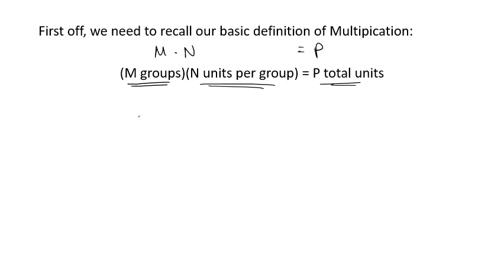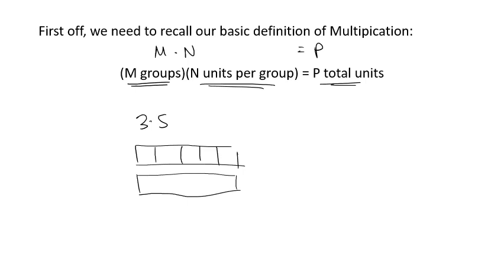So for example, we could do 3 times 5, and so we've got three groups of 5. So 1, 2, 3, 4, 5, like this. 1, 2, 3, 4, 5, like this. That's terrible looking. I got to fix that. That's better. And then 1, 2, 3, 4, 5, like that.